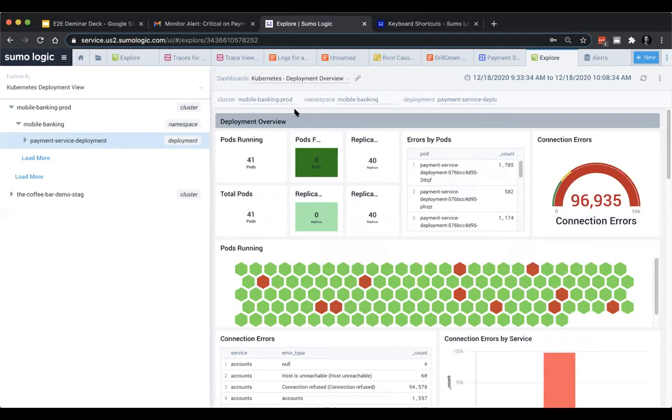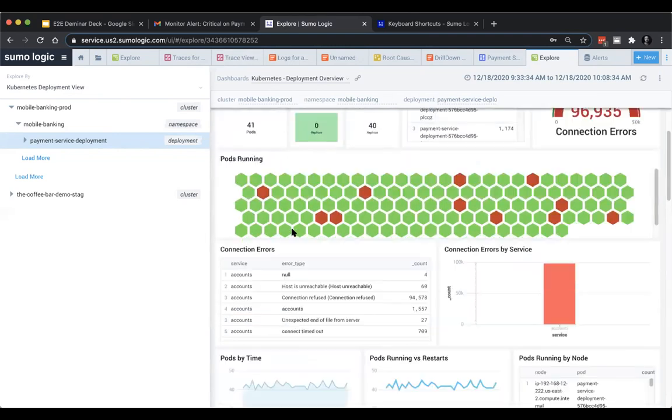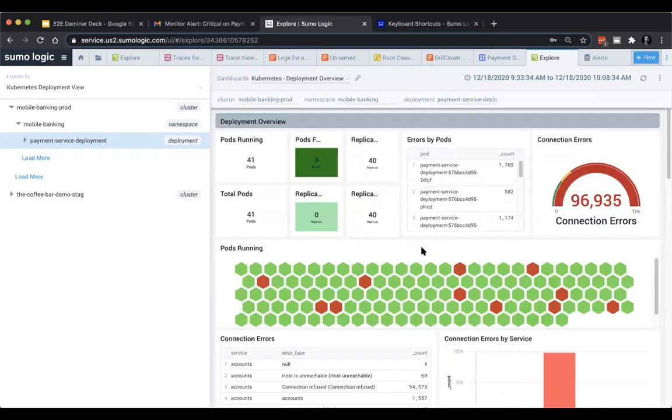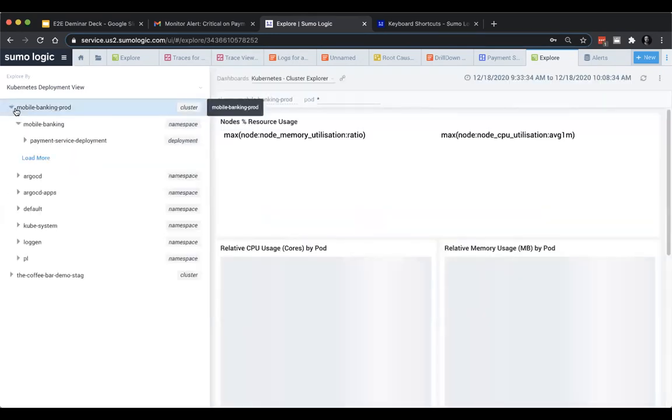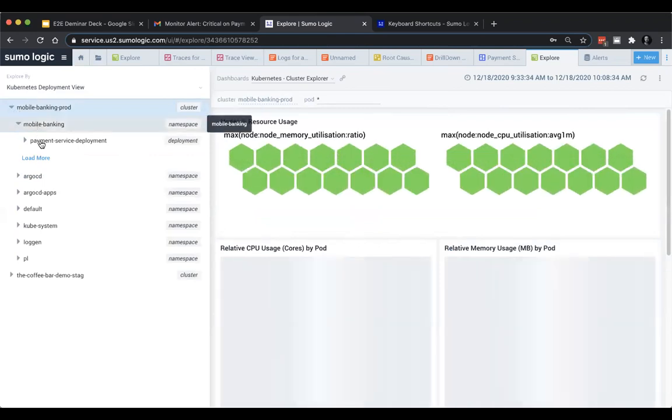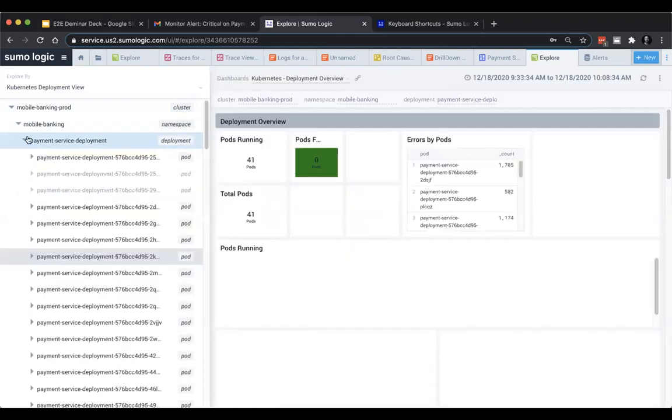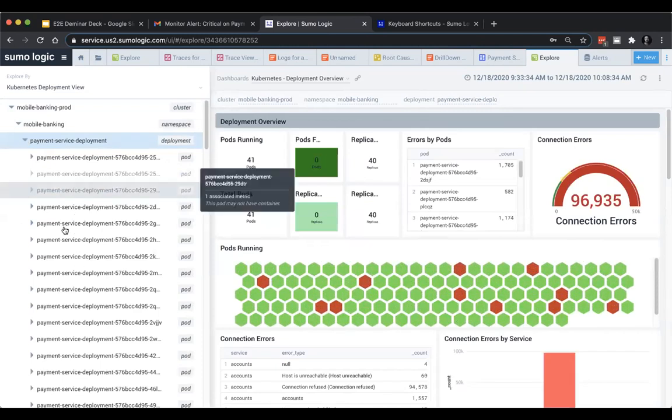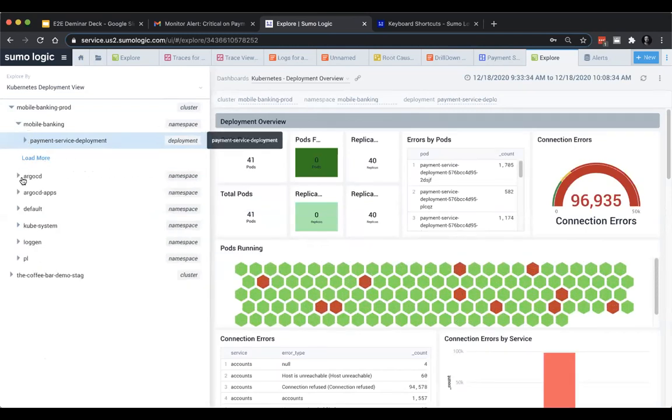Can we do custom Explorer views for on-premise configurations? Yes. So this Explorer view, I'm going to answer that live. This Explorer view right here is what comes out of the box. When you select the Kubernetes deployment view, it automatically populates this left side and pulls all this metadata out of your Kubernetes deployment. So this is all automatically created for you.